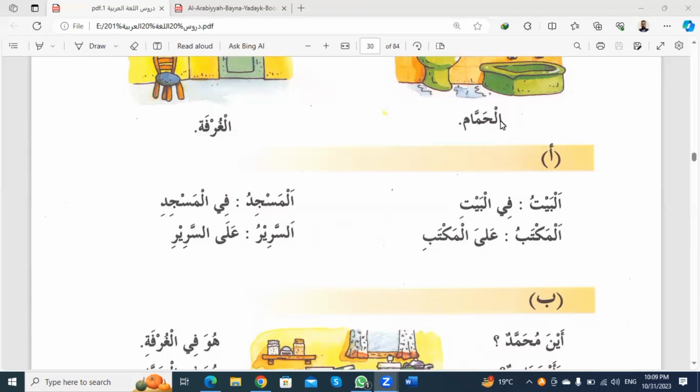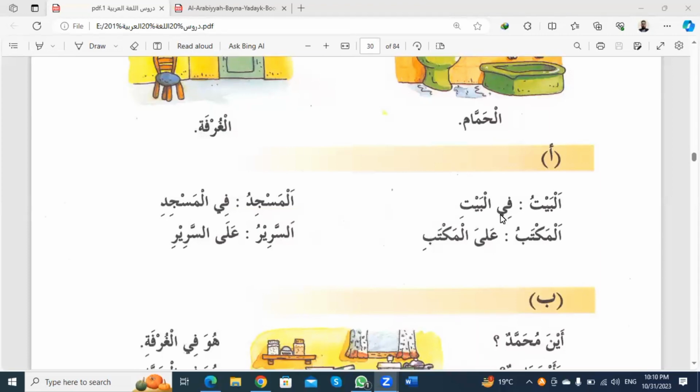If there is nothing at the start of any noun, just like al hammamu, so there is nothing now. Got it? So there will be u at the end. Al hammamu, al ghurfatu, al masjidu, al baytu, al maktabu, as sariru. Got it?